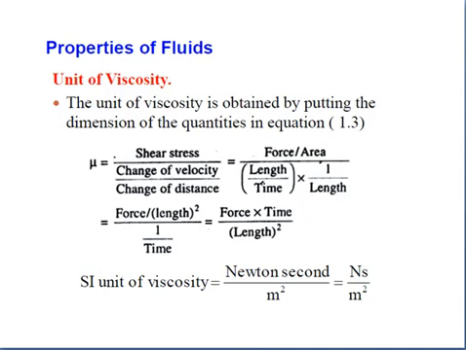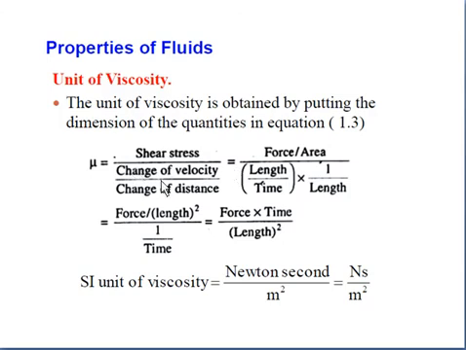Now, the next point is the unit of viscosity. The unit of viscosity is obtained by putting the dimensions of the quantities in the equation. Very simple. First of all, we have to put the unit of stress. All of you know about stress. In strength of materials, you solve many problems based on stress. And what is the definition of stress? Stress is nothing but force upon area. Normal force to the cross-sectional area is called stress. Stress is simply denoted by force upon area.